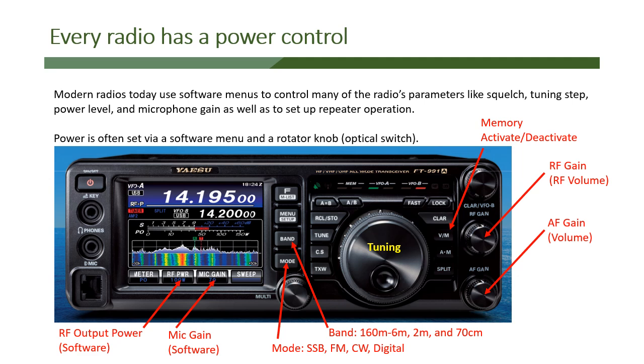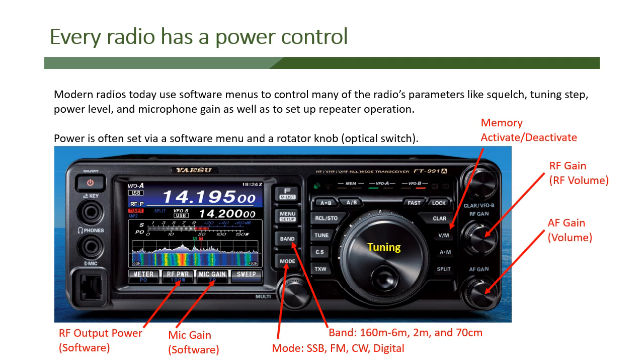So we have RF power. I can push that button, and I can then rotate what's called the multi-knob, which is in the center lower of this device, and that will then adjust the power level. I can then push the mic gain, and I can use that multi-button now to adjust the mic gain.